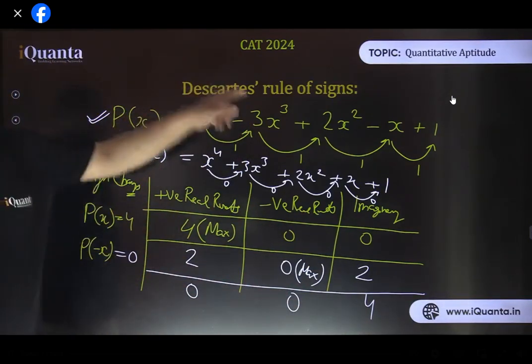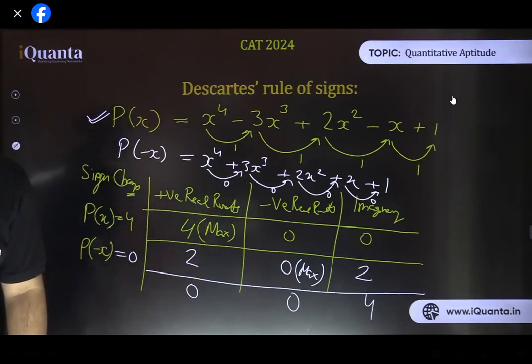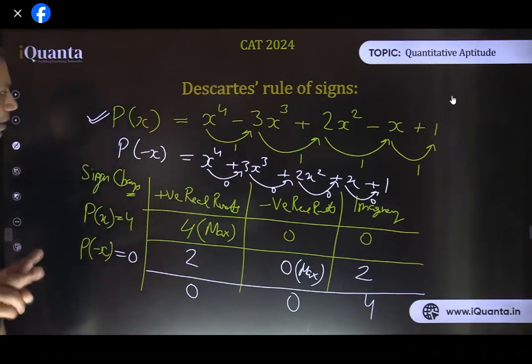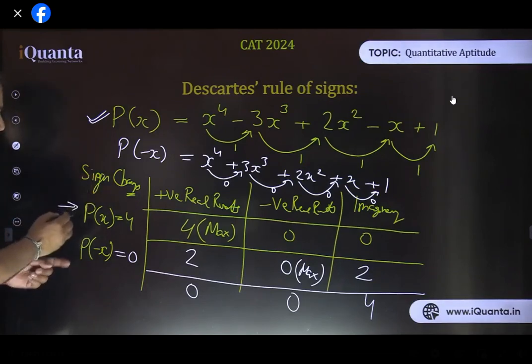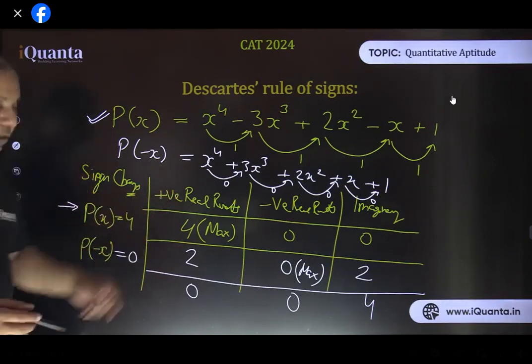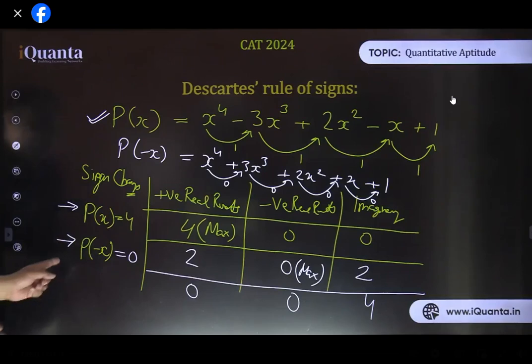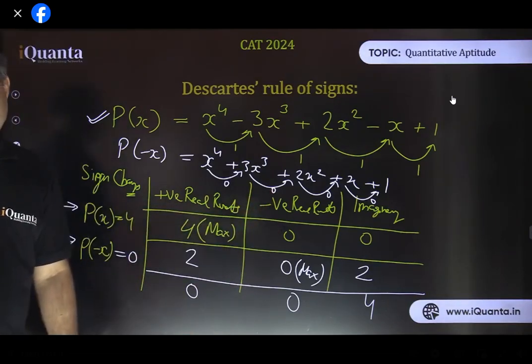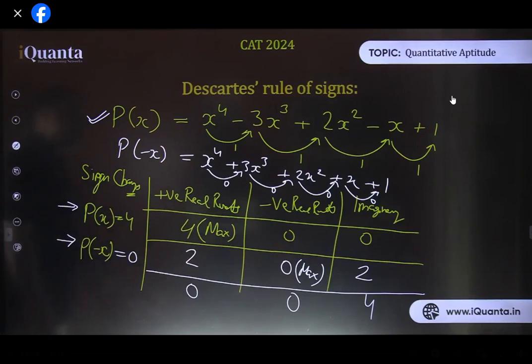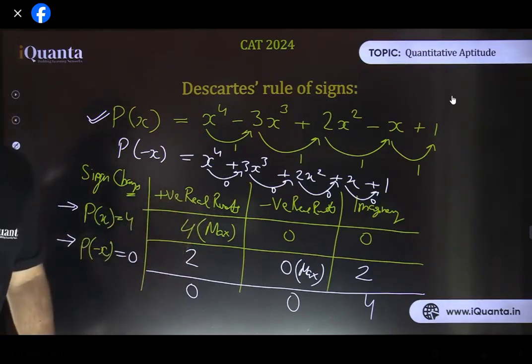That is the inference of this Descartes rule of signs. So there are 2 properties. I'm just repeating that. The number of sign changes in p(x) tells us about the maximum number of positive real roots. And the second part, the number of sign changes in p of minus x, tells us about the maximum number of negative real roots. Depending upon that, we can estimate the number of positive, negative, and imaginary roots of a polynomial.